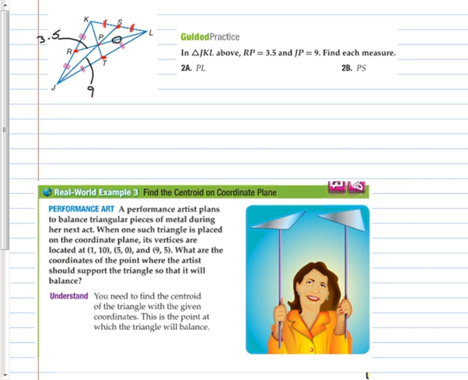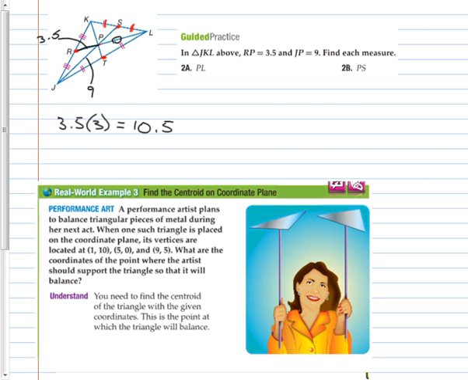I could say, all right, we know that this is 1/3 of it, right? So I could multiply it by 3 and get the whole length. Let's do that. 3.5 times 3, what do you get? 10.5. And then what would I do with the 10.5?